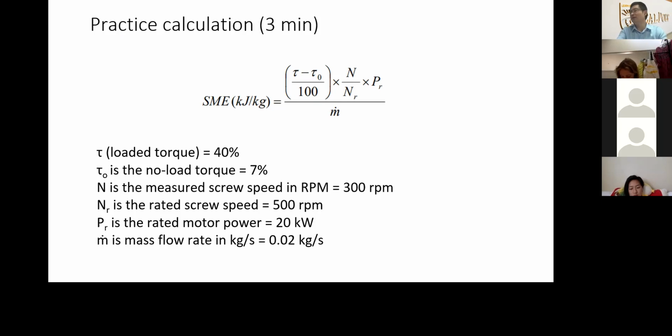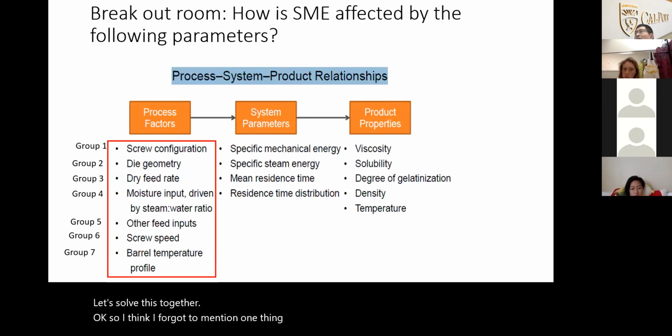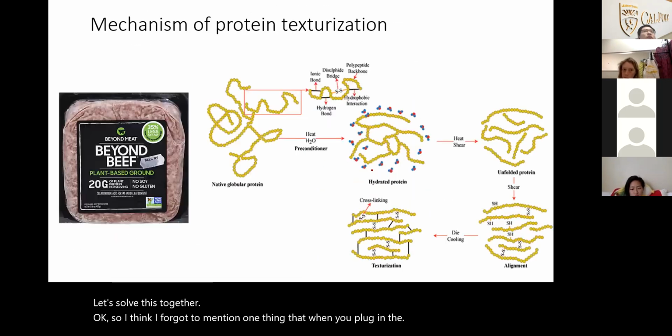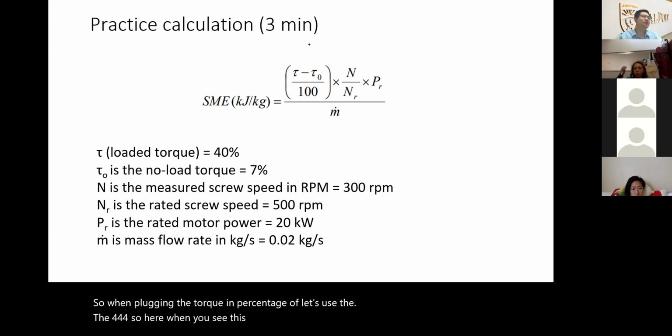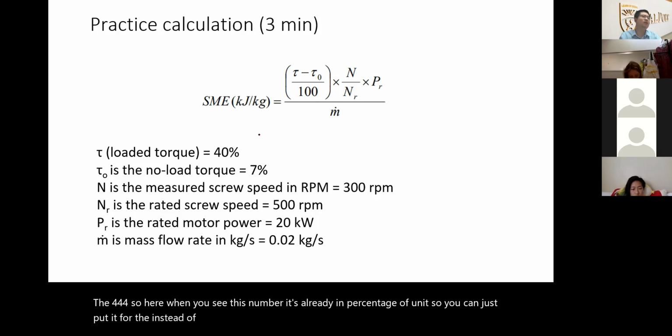You guys ready? All right, let's solve this together. I forgot to mention one thing: when you plug in the torque in percentage, let's use 40 instead of 0.4. When you see this number, it's already in percentage units. So you can just put in 40 instead of dividing by another 100, because we already divided by 100 here.